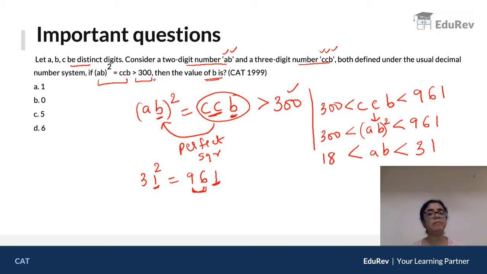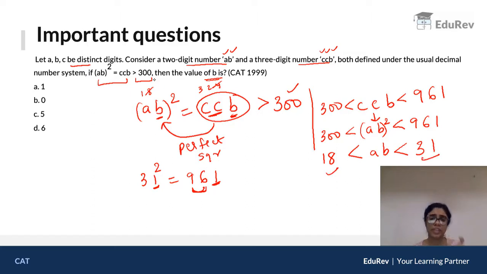ठीक है, वो 18 भी नहीं हो सकता. You can check, 18 नहीं हो सकता because if this is 18, 18 का square is 324. So it does not match. The last digits do not match. So it cannot be 18, of course. So it is more than 18, but it is less than 31.